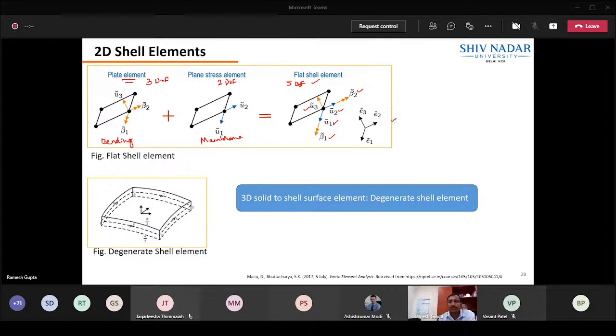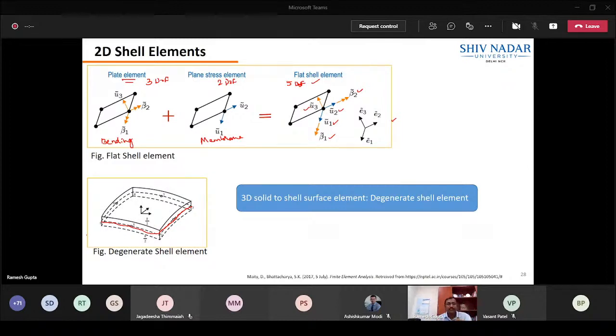This is one philosophical way of looking, and another is a degenerated shell element where you have an equivalent single layer. If you look at this figure, there is a mid surface you can think of. Now, how do you bring it down? How do you integrate that to get a mid surface?